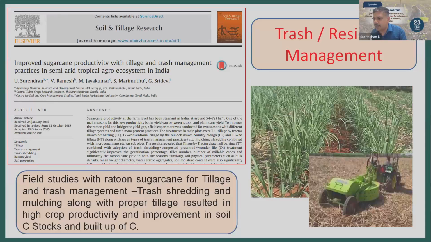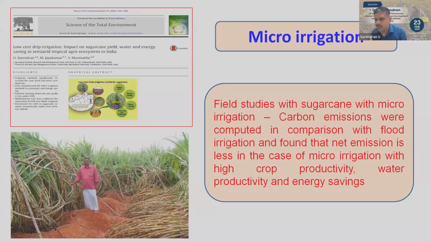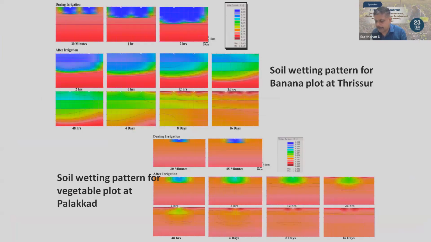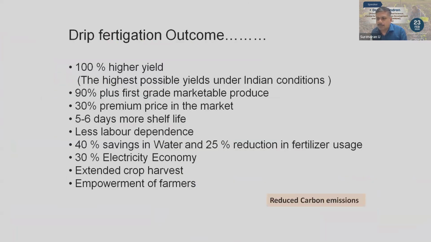One other technique is mulching with the trash, or shredding the trash within the field itself, which also showed a high improvement in soil carbon stock and buildup. Similarly, micro irrigation or drip fertigation also showed positive results. These are some of the techniques we attempted, and we saw possible 100% higher yield under Indian conditions, and uniform produce. Energy was also saved, like 30% electricity saving. That has a direct impact on carbon emissions, with savings in water as well as fertilizer usage.